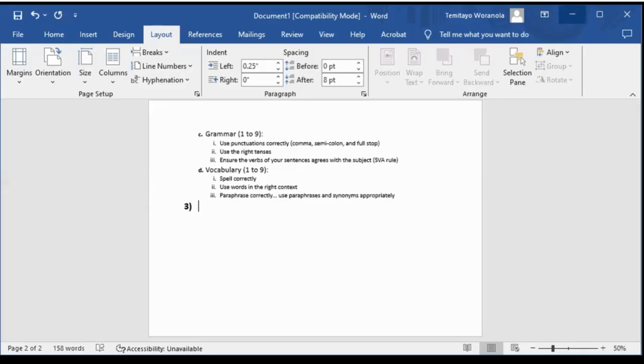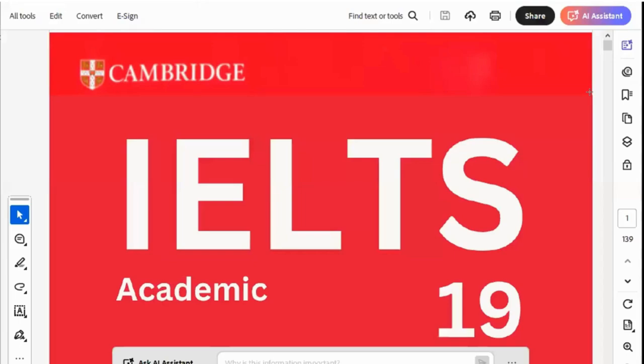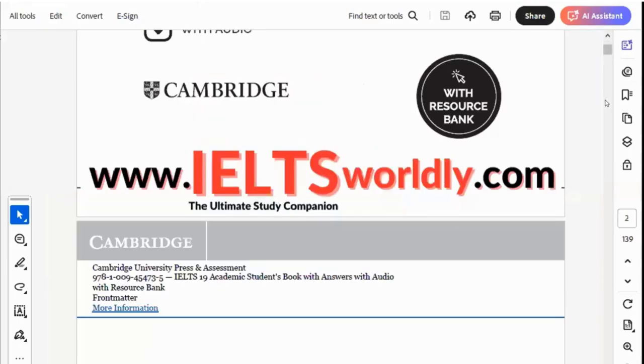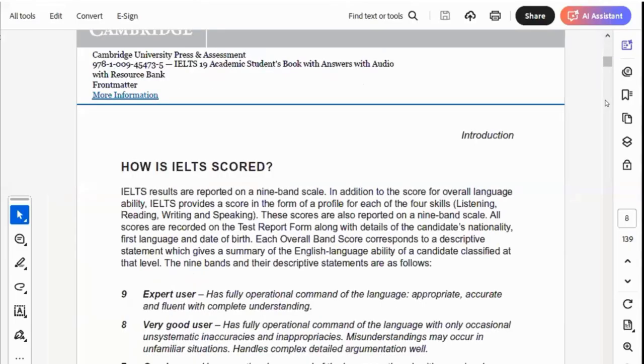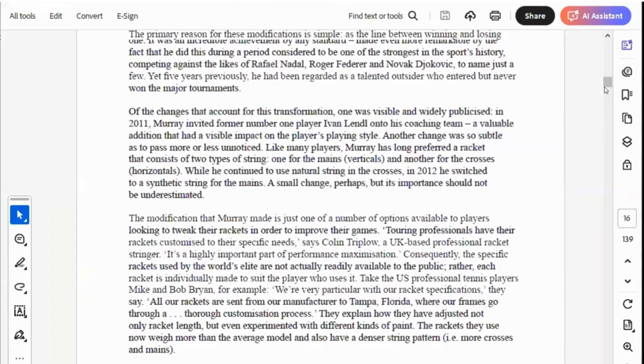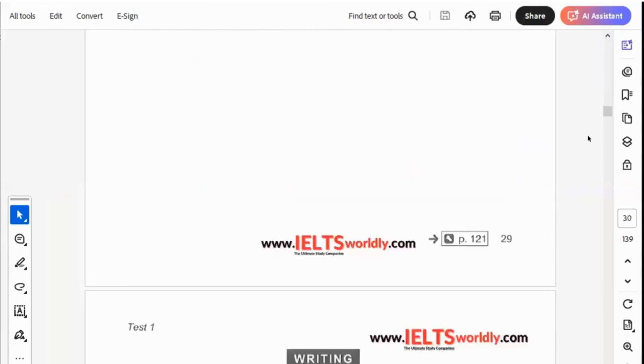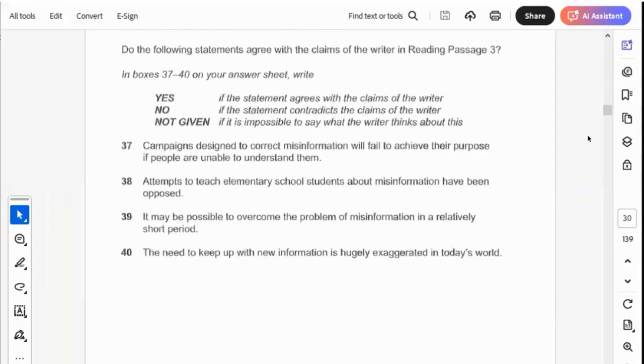I said earlier on that the writing module in IELTS will involve 2 tasks. In other words, you are going to write an essay and you are going to write a report. So let me show you some examples of IELTS essay questions. So this is Cambridge IELTS 19. I'm going to show you the question that is in this particular book. So this is Cambridge IELTS 19 academic. So look at it here.